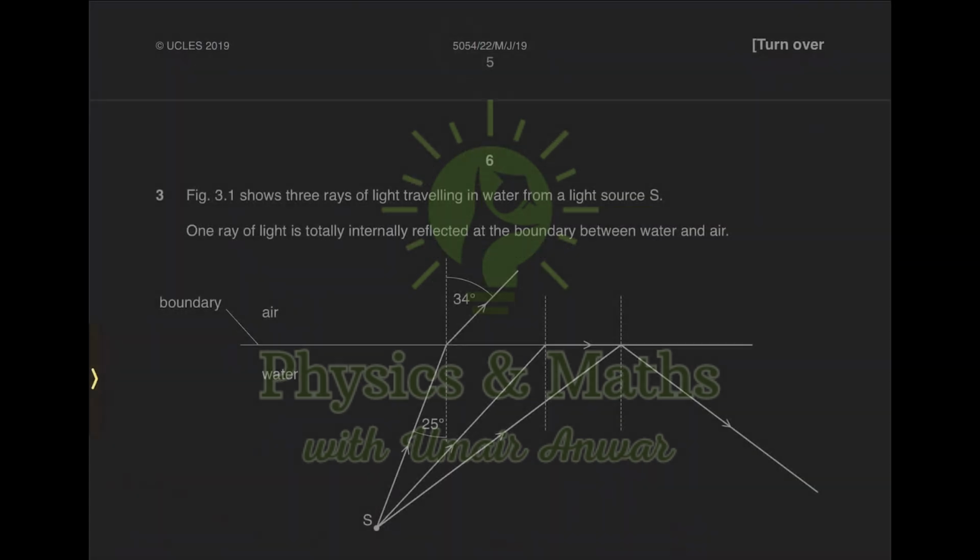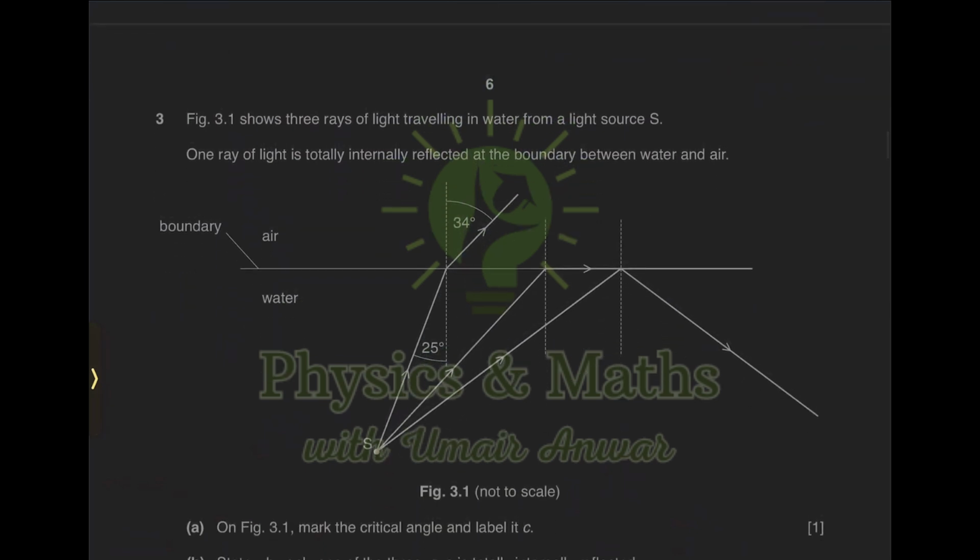The question is related to the topic of light, and especially the refraction of light and the refractive index. The question says, figure 3.1 shows 3 rays of light traveling in water from a light source S. So we can see in the figure there is water and this is the boundary after which the medium present is air. Within the water there is a source S and 3 rays of light. The first one, the second one and the third one are traveling within the water.